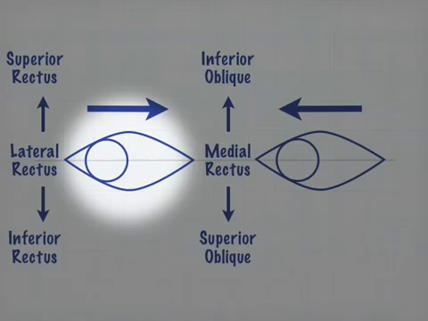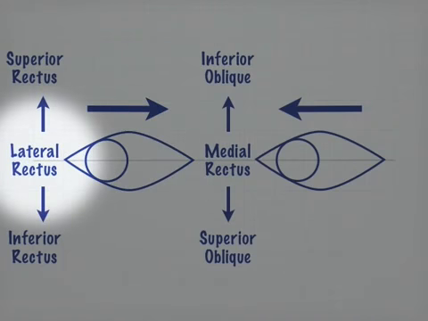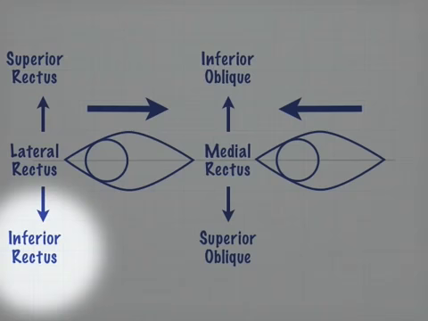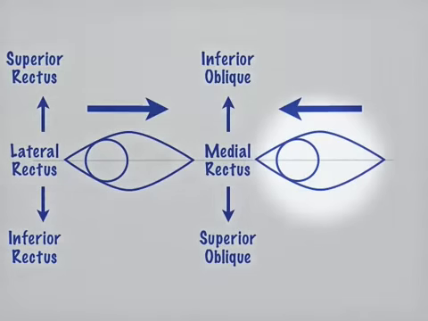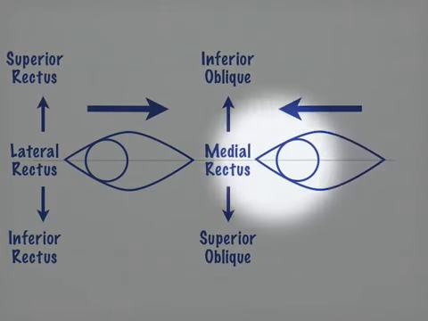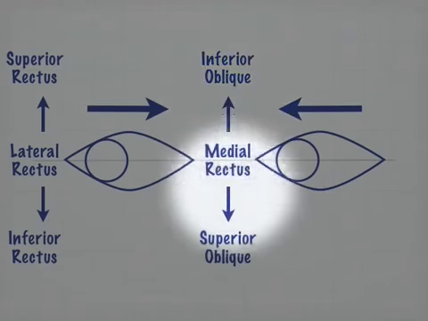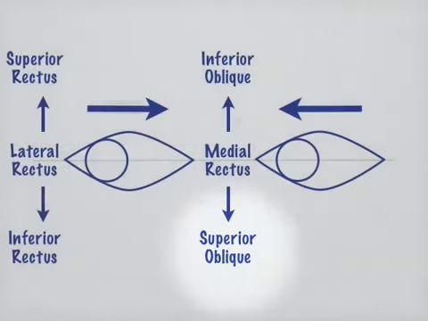This diagram shows the abducted eye due to lateral rectus, with elevation from superior rectus and depression from inferior rectus. It also shows adduction from medial rectus, with elevation from inferior oblique and depression from superior oblique.